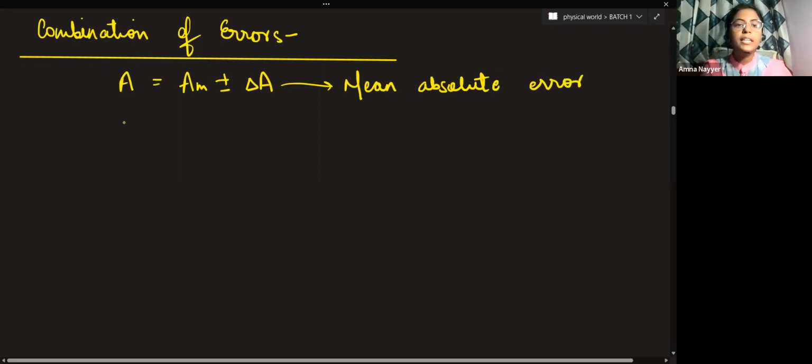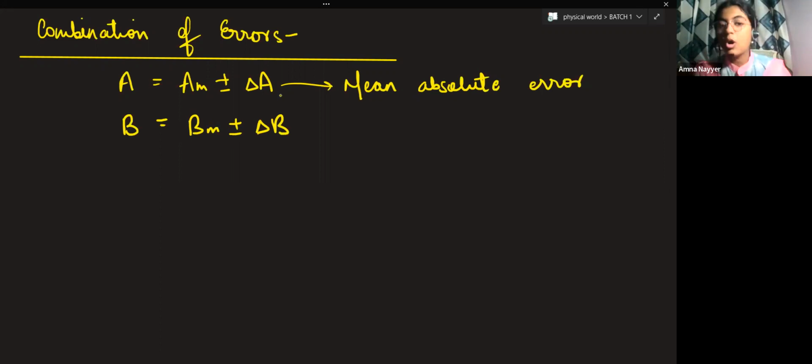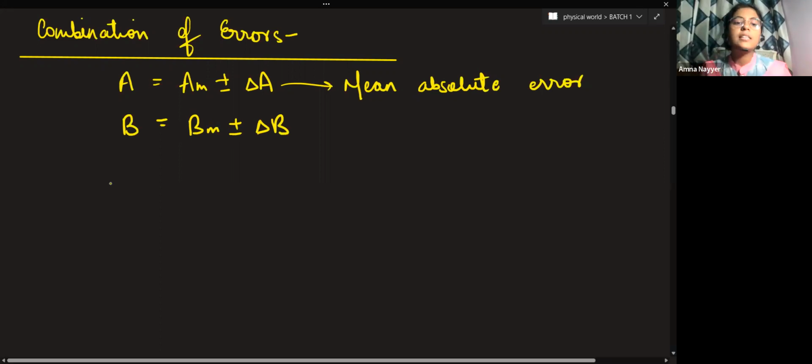All right. Then you have B. BM is plus minus delta B, and delta B is the mean absolute error of B. So you have two readings for A and B. Now we'll perform operations. Operations in which manner? First, let us consider addition. First, let us see if you have these two and you have to add them.